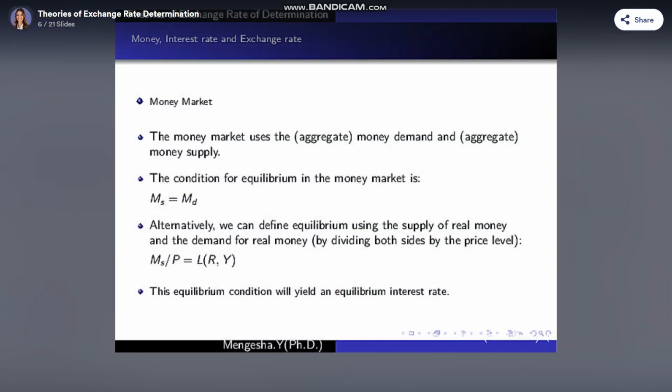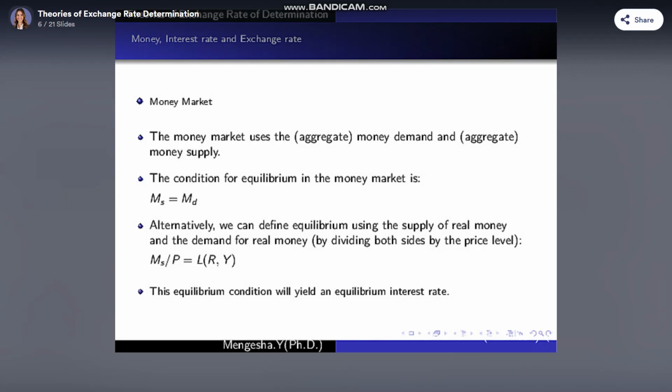The money market reaches equilibrium when the supply of money equals the demand for money. We can express this in real terms by adjusting for the price level. This equilibrium determines the interest rate in the economy. Understanding this balance is fundamental because shifts in money supply or demand will affect interest rates, which then influence exchange rates and economic activity.